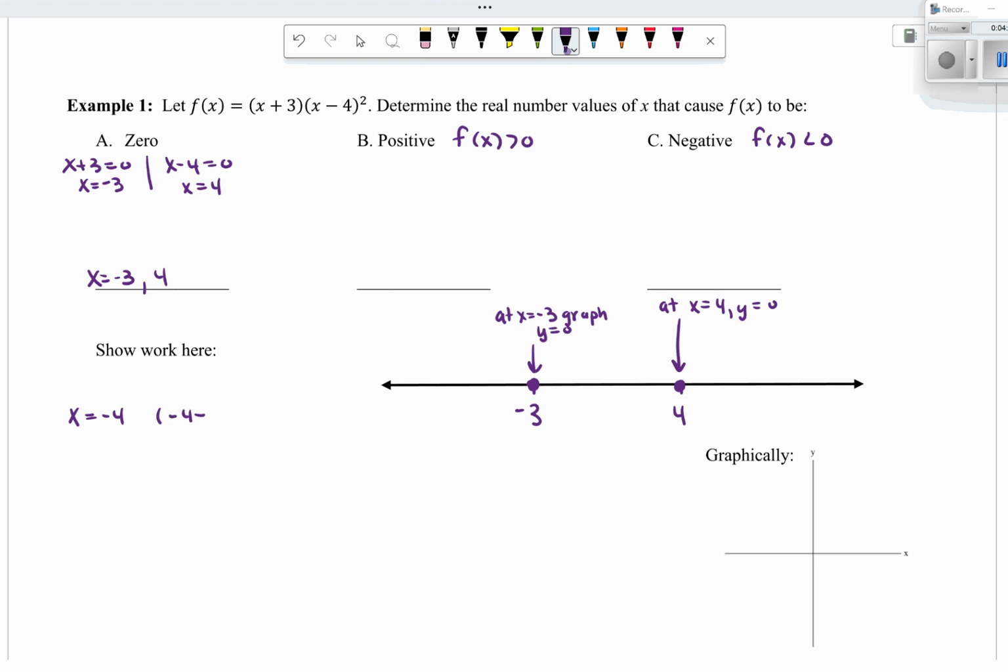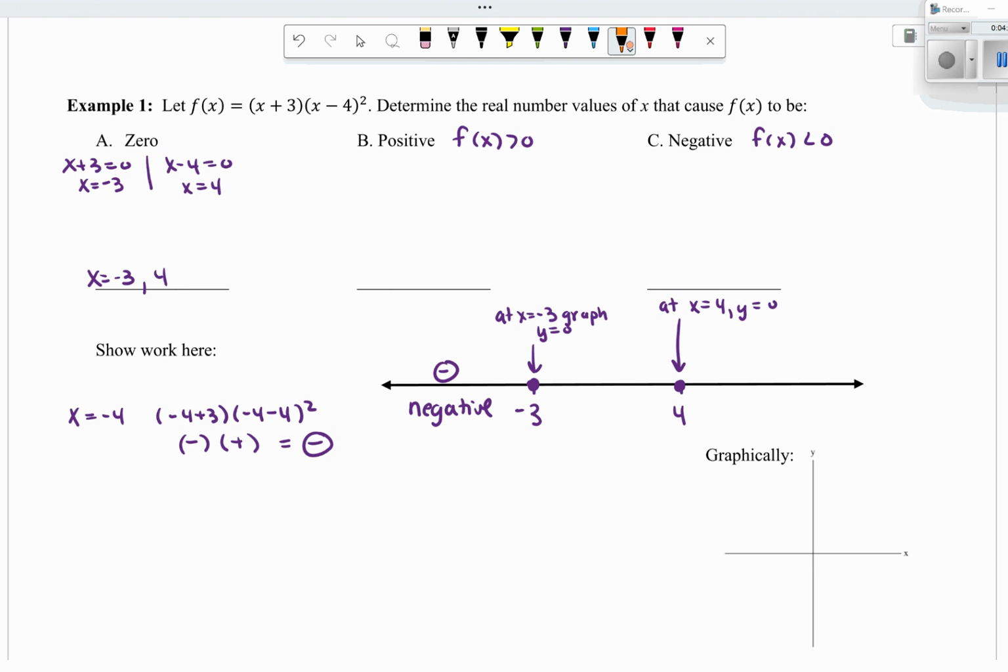So I have -4 plus 3 and -4 minus 4 squared. So -4 plus 3 is going to be a negative number. And this is a negative number, but we're squaring it. So that means that's going to end up being positive. A negative times a positive number is going to give us a negative answer. So that means this part of my graph is going to be negative.